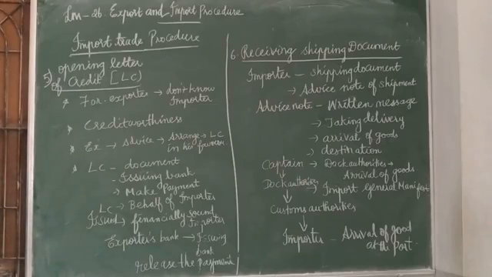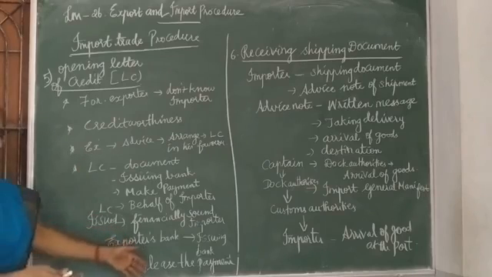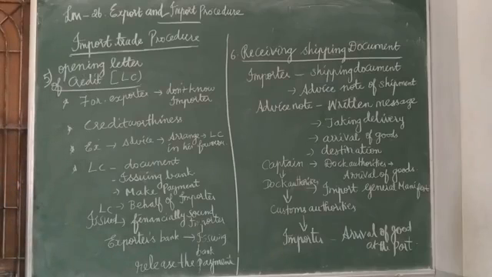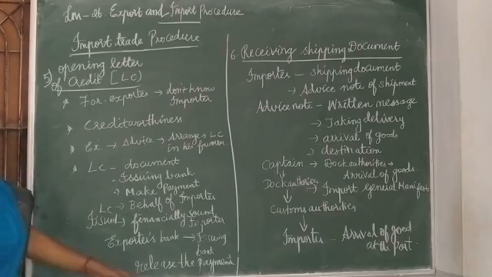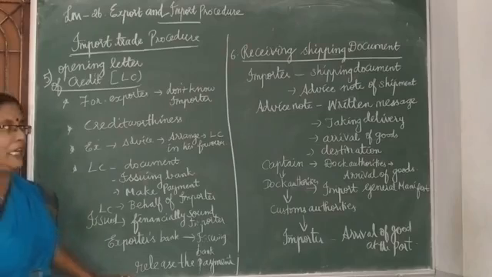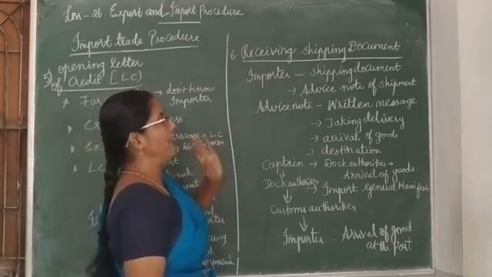So what will the exporter's bank do? After getting the letter of credit, the importer will send the letter of credit to the exporter. Then the exporter's bank eventually sends the documents to the issuing bank. After receiving the documents, the issuing bank will release the payment. Are you clear?